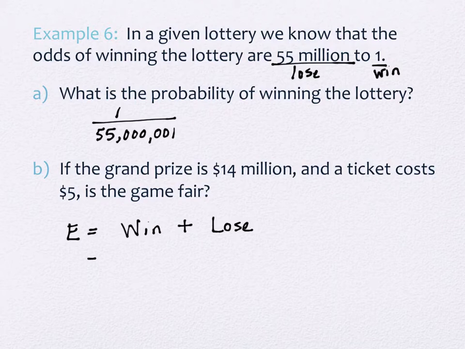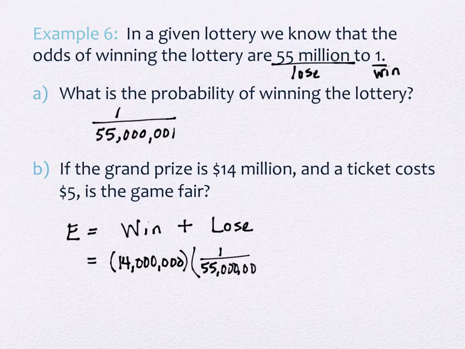So if we win, we just said we win 14 million. I want to write that as 14 million. Now what's the probability that I win? Yeah, the 1 in the 55 million 1. Okay, so far so good. All right, cool. If I lose, what do I lose? $5. Now, I need to go back and fix something. Any idea what I might need to fix?